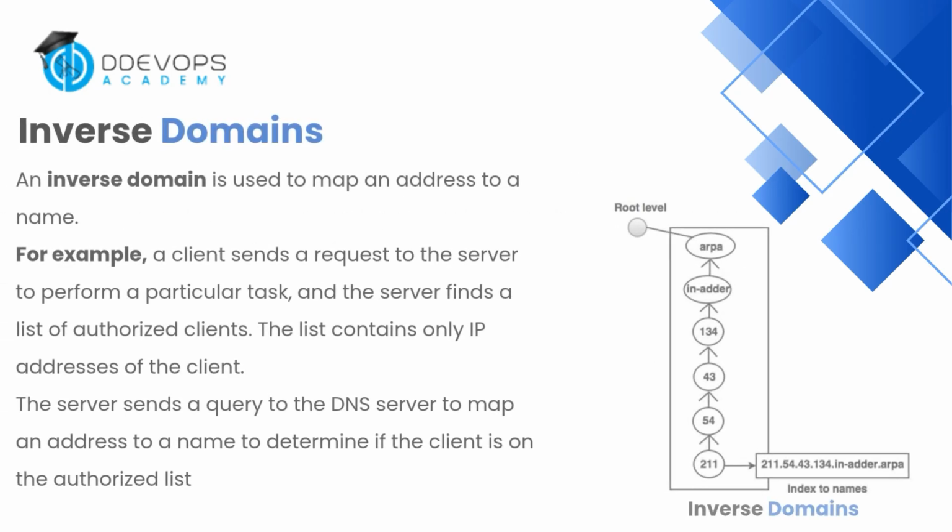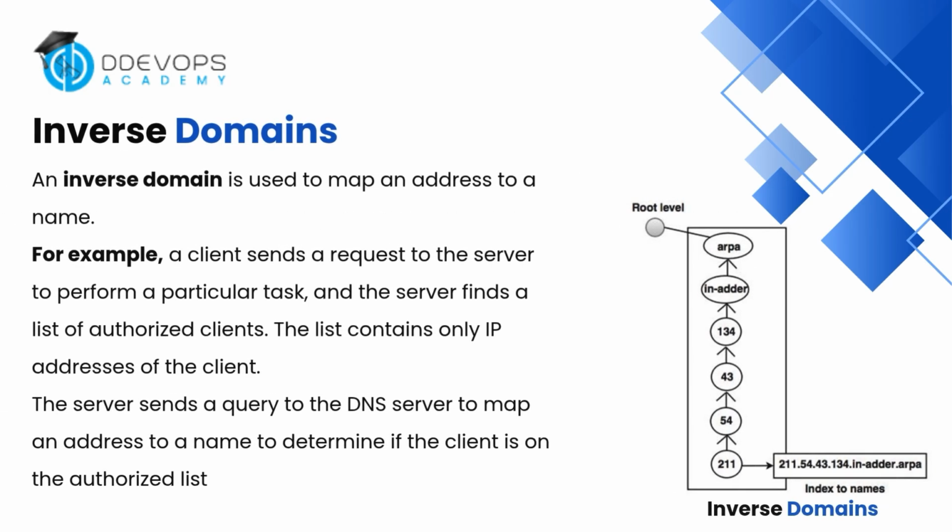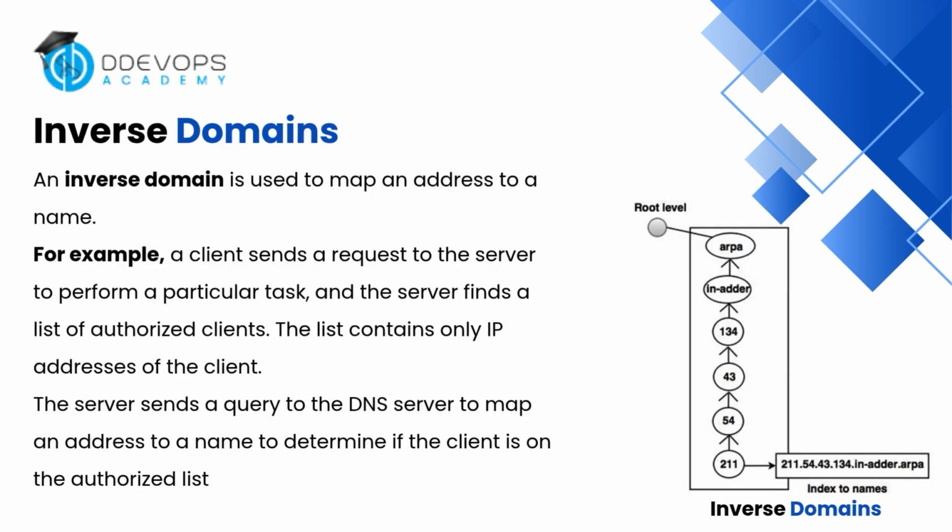Inverse domains. An inverse domain is used to map an address to a name. For example, a client sends a request to the server to perform a particular task, and the server finds a list of authorized clients. The list contains only IP addresses of the client. The server sends a query to the DNS server to map an address to a name to determine if the client is on the authorized list.